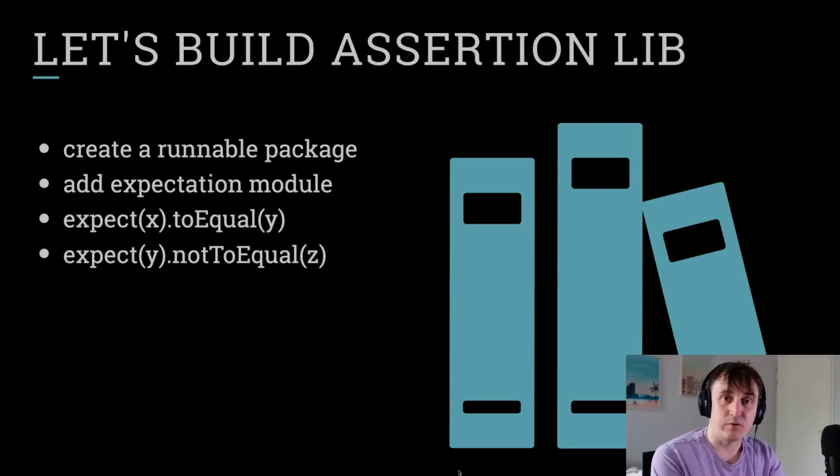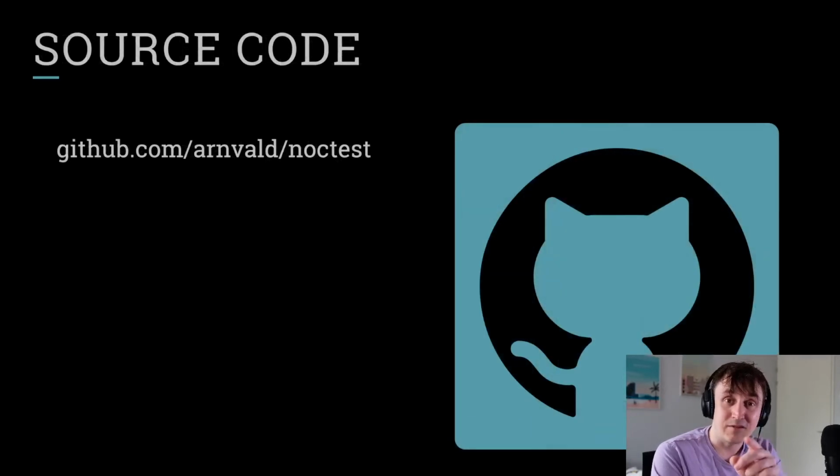So here's our plan for today. First, we will wrap our module in a package so that we can add more modules there and so that we can run it as a package and not as a single Python file. Second, we will add the expectations module and we will define two different assertions there. First, we will check whether something is equal, and second, whether it's not equal. At the end of this video, I will also tell you what we will do in the last part of this mini video series. In the meantime, grab the source code and let's build an assertion library.